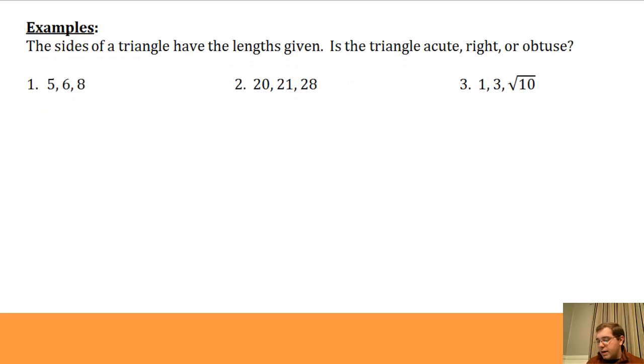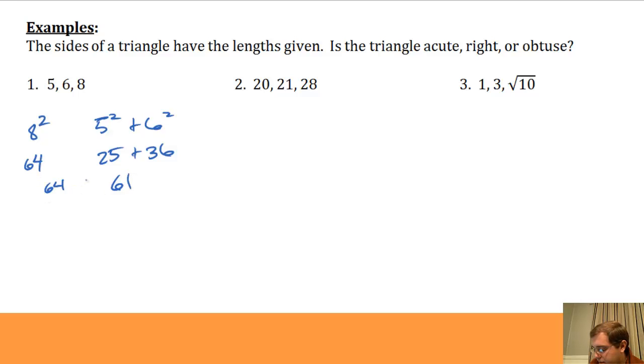So the sides of a triangle have the lengths given. Is the triangle acute, right, or obtuse? Okay? So if my triangle has sides 5, 6, and 8, is it acute, right, or obtuse? So I want to see what happens when I take, the biggest one is 8, so I'm going to take 8 squared, and I'm going to take 5 squared plus 6 squared, and I want to compare those. 5 squared plus 6 squared is 25 plus 36. And what's 25 plus 36? 61. Okay, well 8 squared is 64.